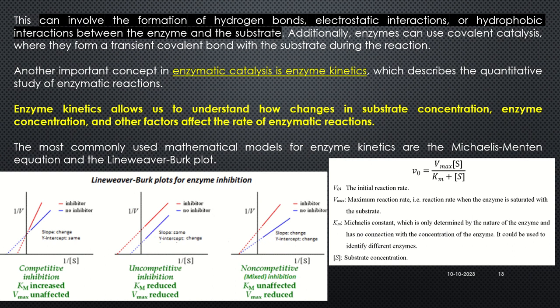Another, intercept all, slope change. There is y-intercept no change. That is same slope or slope change, y-intercept is same in the competitive inhibitors. So in that condition, you will find Km increased and Vmax unaffected. The maximum reaction rate, when enzyme is saturated with the substrate, is unaffected. When enzyme and substrate concentration is saturated, if it is reduced, then Vmax reduced means uncompetitive. Vmax reduced and Km unaffected, then it is called non-competitive or mixed inhibition.